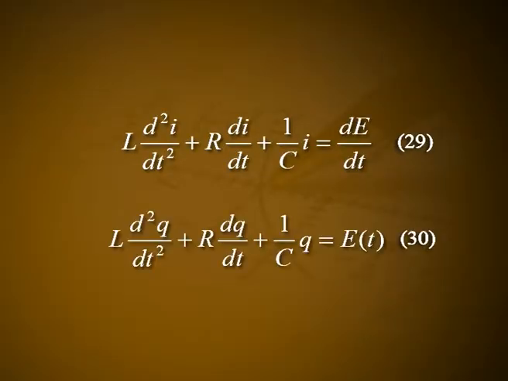Also, substituting for equation 27 in equation 28, we get L into d square q by dt square plus R into dq by dt plus 1 by C into q is equal to E of t. Both equations 29 and 30 represent linear differential equations with constant coefficients, and their solution will determine I of t and q of t.